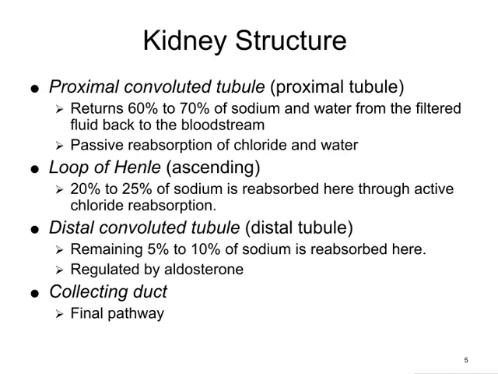Most of the sodium and water that our body will retain is pulled back into the bloodstream in the proximal tubule. The loop of Henle has about a quarter of the sodium reabsorbed there. The distal tubule is where the rest of the sodium is reabsorbed, and aldosterone is in charge of that area. And then finally the collecting duct.